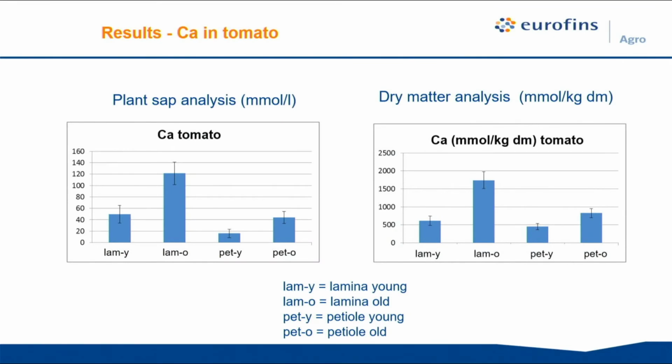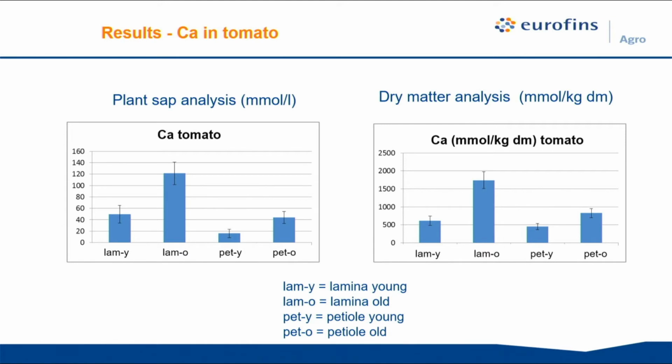Calcium shows a different pattern. Calcium on the left, once again, the plant sap, on the right, the dry matter analysis. And what you can see here is that in the laminae, you find a lot more calcium than in the petioles this time. So it's completely the opposite of what we find with potassium.